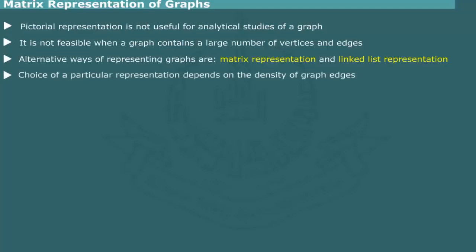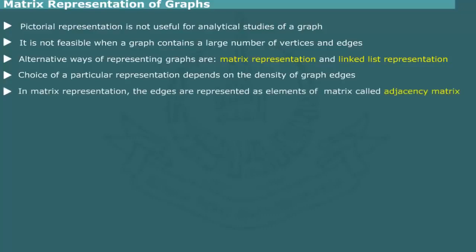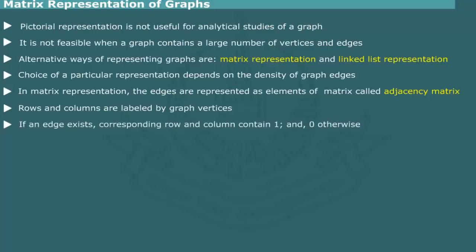The choice depends on whether the graph is dense or sparse. We first look at the matrix representation. In matrix representation, the edges between the vertices are represented as elements of a matrix called adjacency matrix. The rows and columns of the matrix are labeled by graph vertices. If an edge between a pair of vertices exists, then the corresponding row and column contains 1, and 0 otherwise.